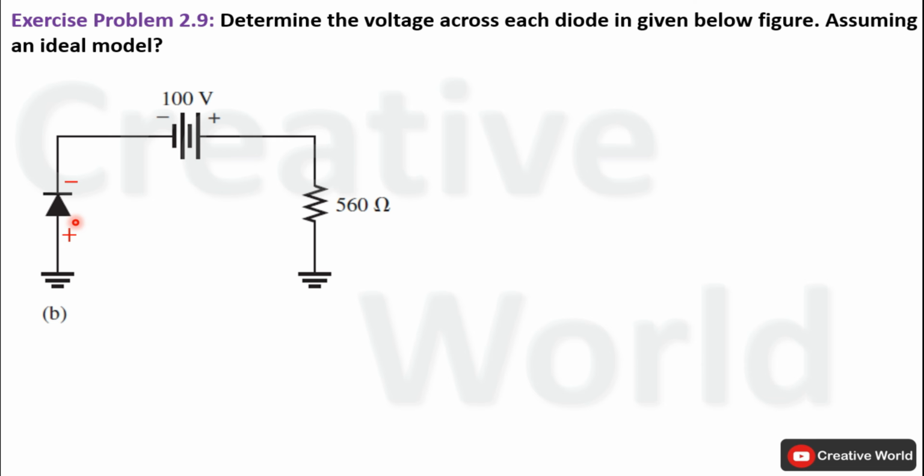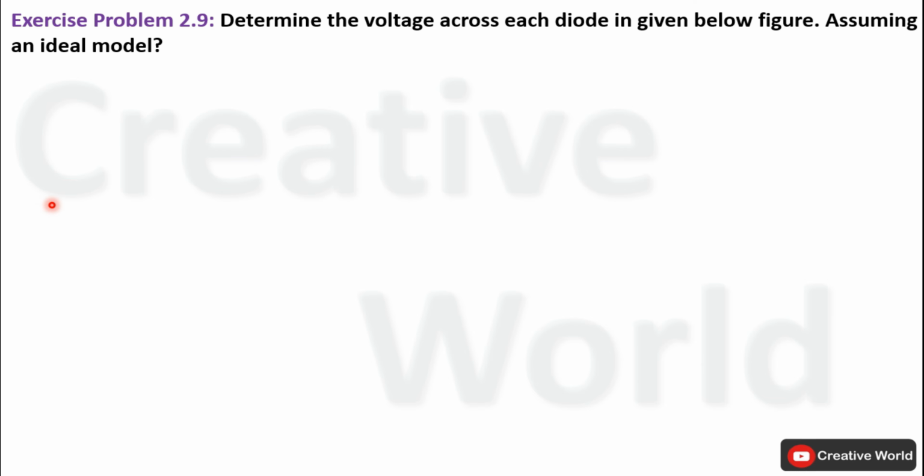So we can say that this diode will be acting as a short circuit and it will have no voltage across it because of the ideal model of diode. So voltage across this diode will be 0. Move to the next configuration.